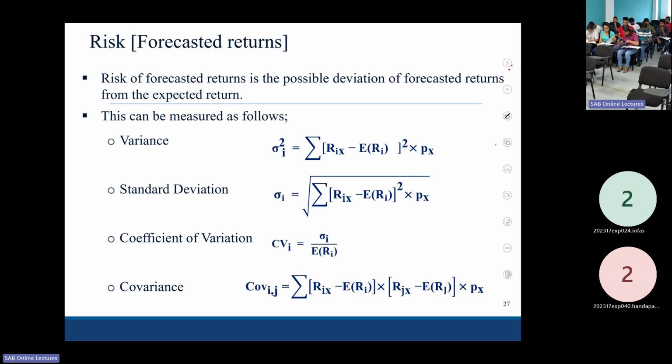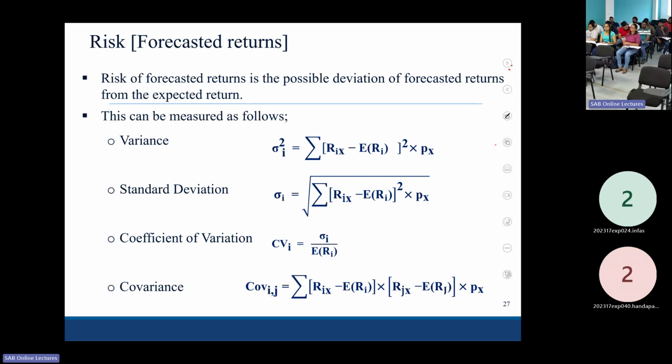Variance you measure for a single or standalone security. But covariance you cannot measure for one security, because covariance means the co-movements of the two stocks' returns: whether these two stocks' returns are moving in the same direction or in the opposite direction. So you are measuring the co-behavior or co-movements of two stocks' returns by calculating covariance.